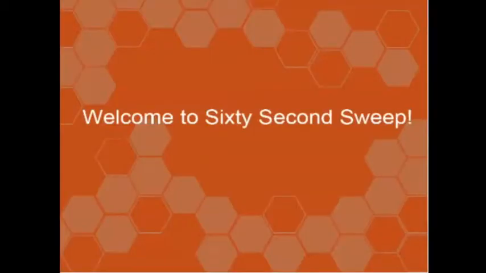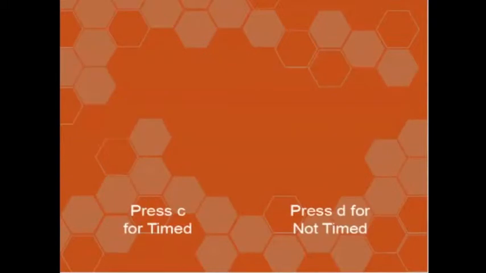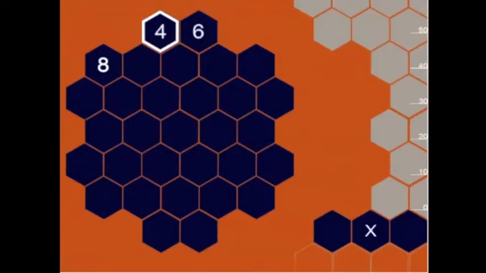And this is our CS10 project called the 60 Second Sweep. The point of the game is to teach kids math. There's two options. You can either play regular or shuffled. The first one is regular.